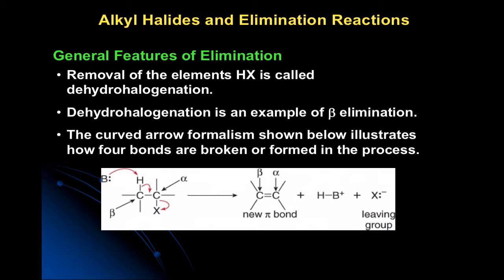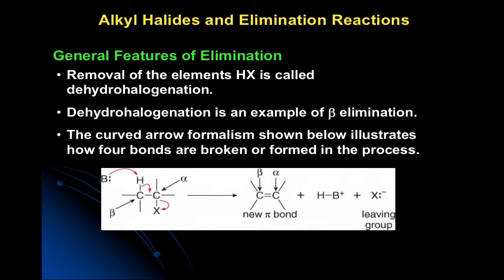Now, when we're removing a hydrogen and a halogen, we call this dehydrogenation, in addition to beta elimination. You're going to find that us organic chemists, we throw out a lot of names. It really is, in part, like taking a vocabulary class, okay? Even though you might hear people call it beta elimination or dehydrogenation, you need to understand that these are really talking about the same things, okay?